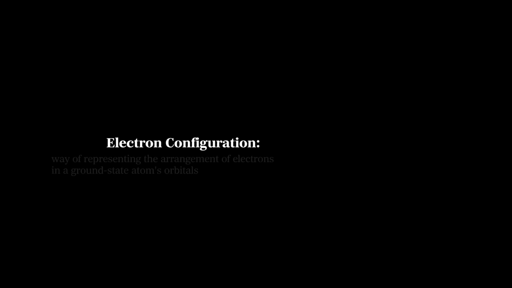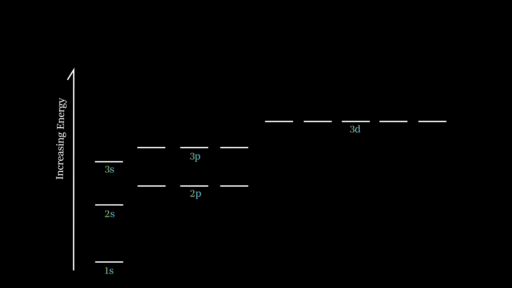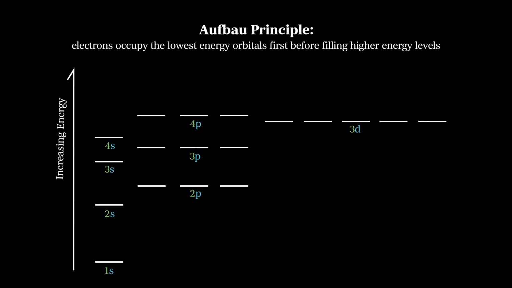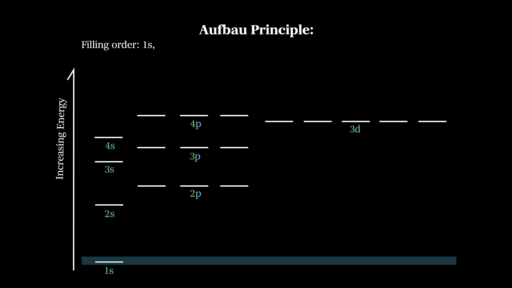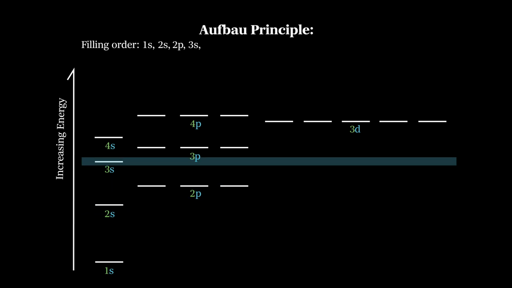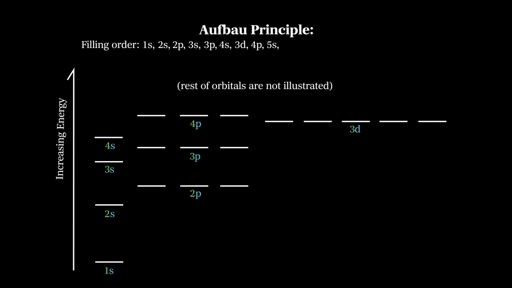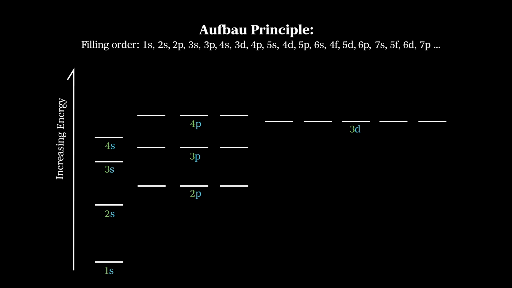The electron configuration is a way of representing the arrangement of electrons in a ground state atom's orbitals. The filling of these orbitals follows a specific order known as the Aufbau principle. According to this principle, electrons occupy the lowest energy orbital first before filling higher energy levels. The order is 1s, 2s, 2p, 3s, 3p, 4s, 3d, 4p, 5s, 4d, 5p, 6s, 4f, 5d, 6p, 7s, 5f, 6d, 7p, and so on.